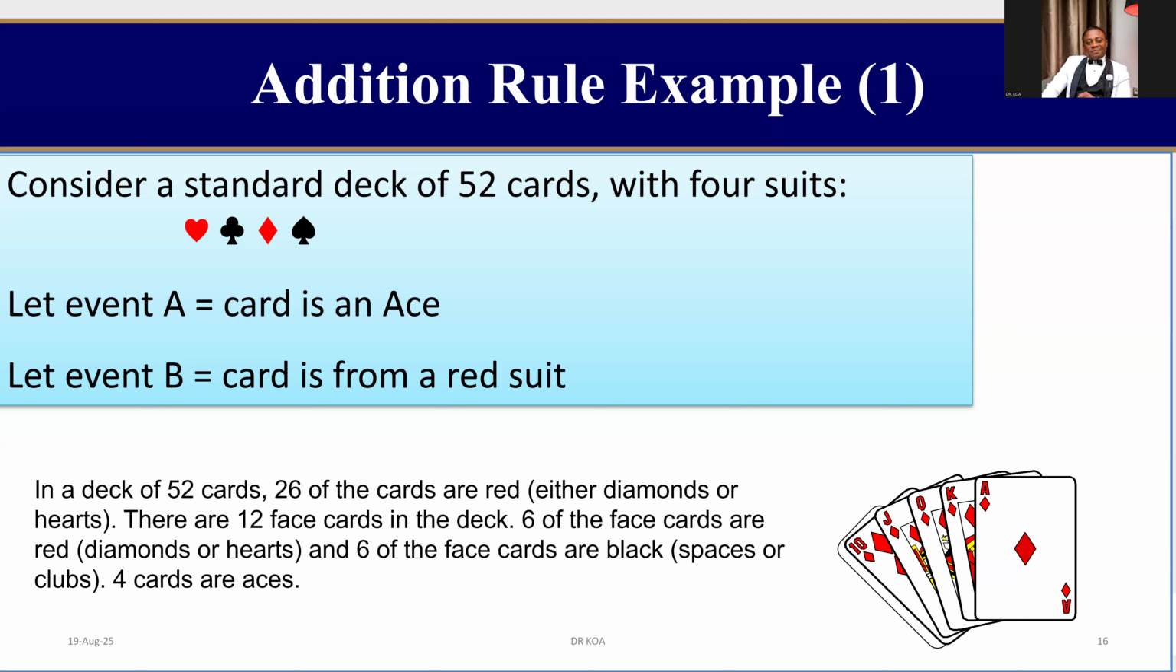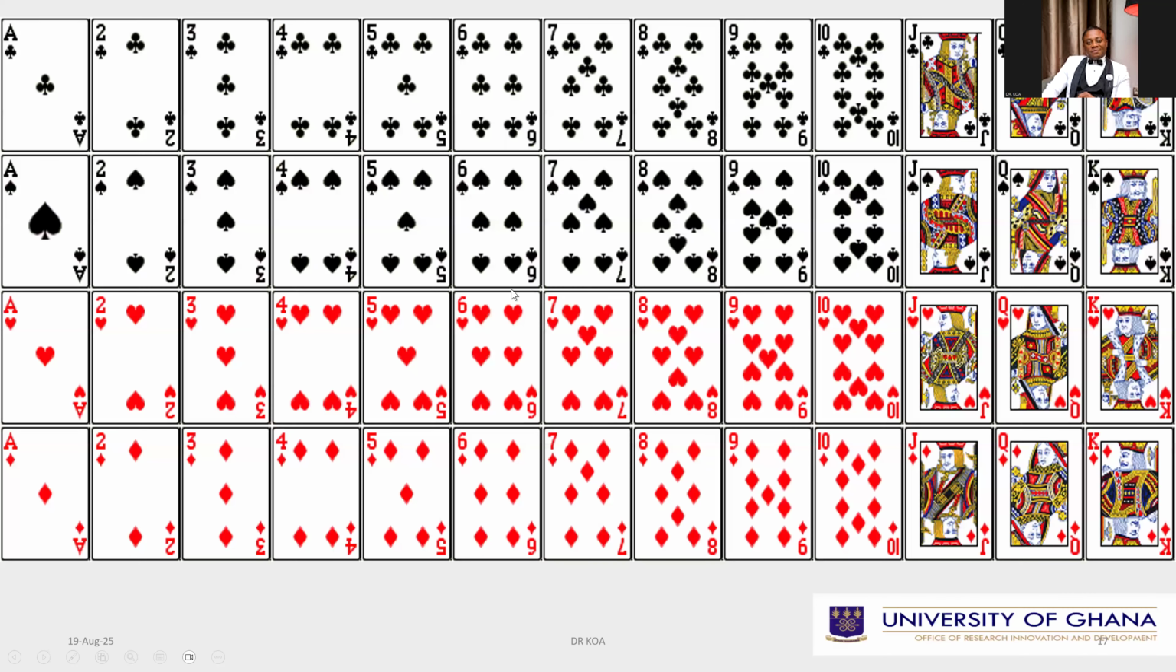6 of the face cards are red. 6 of them are red, because in total they are 12. So 6 of them are red, they are the diamonds and the hearts. And 6 of the face cards are black, they are the spades and the clubs. And then we have 4 aces. So that's it. Look at it now, finally. This is a deck of cards completely done. Have a feel of everything here.